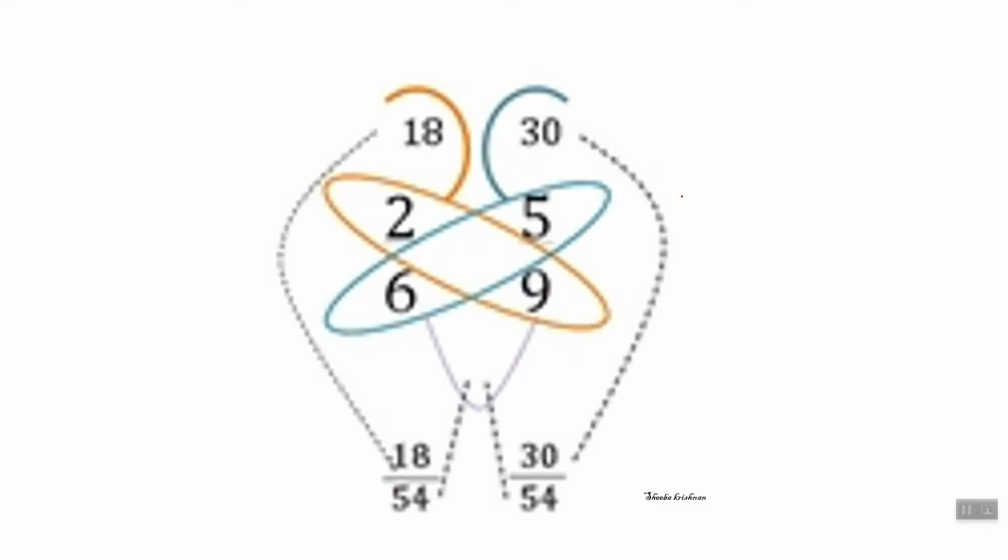Let us take another example. 2 by 6 and 5 by 9. The same way, first we will multiply 2 and 9. 2 times 9 is 18. Then we multiply 6 and 5. 6 times 5 is 30. Then we multiply the denominators 6 and 9. 6 times 9 is 54. So on the left side we will get 18 by 54 and on the right 30 by 54. So 18 is smaller than 30. So 18 by 54 is smaller than 30 by 54. That means 2 by 6 is smaller than 5 by 9.